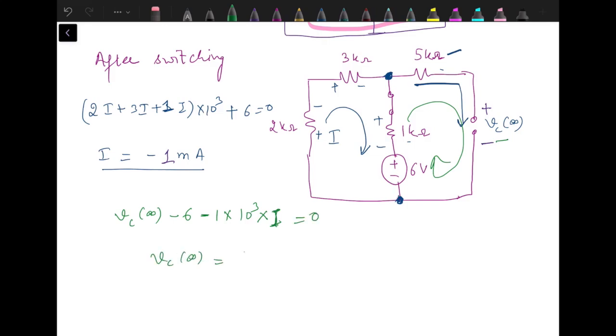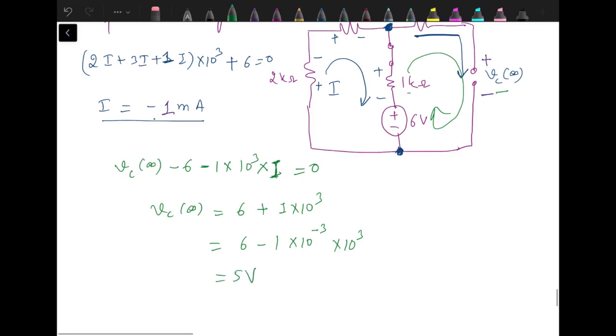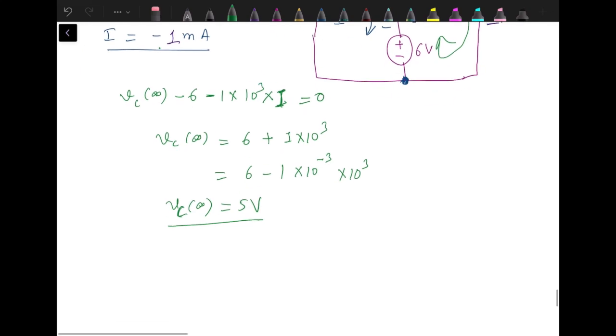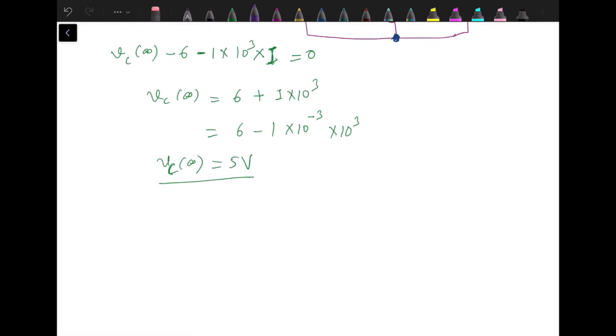Vc infinity will be equal to 6 plus I into 10 raised to power 3. Now let's use the value of I, which is minus 1 milliampere: minus 10 raised to power 3 into 10 raised to power minus 3. So Vc infinity is actually 5 volt. So after switching, we get the voltage across the capacitor as 5 volt once the steady state conditions have been reached. So the next step is we need to calculate the time constant.